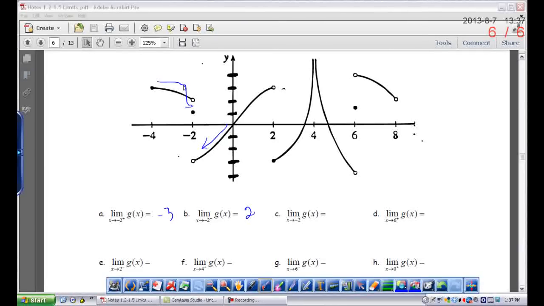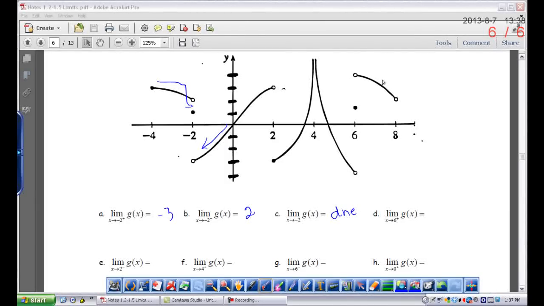It's the y values that you're approaching as you're getting closer and closer to -2, either from the right or from the left. So the limit as x approaches -2 of g of x does not exist. And the reason that it does not exist is because the left limit and the right limit do not equal each other.